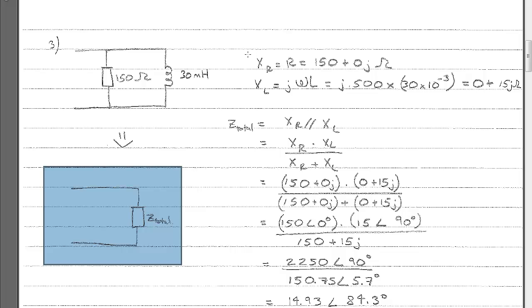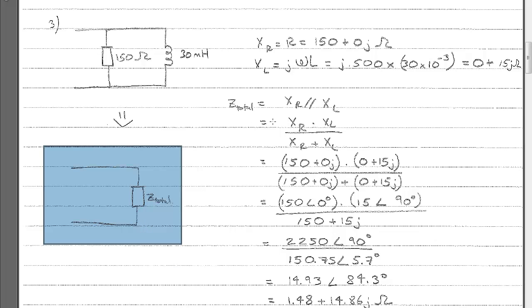So step 1, as before, we need to work out the reactances of each of our components. X of R is the same as R, so that's just 150 plus 0j ohms. The reactance of our inductor, X of L, is equal to j omega L. Once again, we're putting in the omega of 500, which we had at the beginning, and our L value of 30 millihenries, which we have here. Just put those numbers in, and you'll get 15j out of the end. Because there's no real part, we're going to write that in full form as 0 plus 15j ohms. It's positive j here. Inductors are positive j, whereas capacitors are minus j.